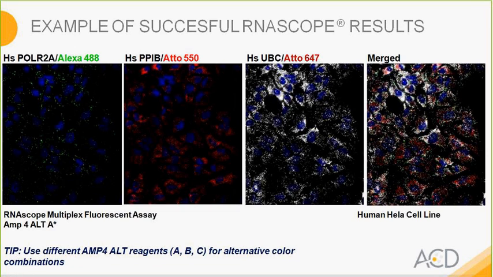For the multiplex assay, this is an example of a 3-plex positive control probe, which contains POLR2A, PPIB, and UBC. And as you can see, the specific staining pattern of each of these targets using the AMP4 Alt-A reagent. It's important to note that you can use these different reagents if you would like to visualize your signal in different wavelengths. However, these 3 reagents that we have available in our kit are not to be mixed.